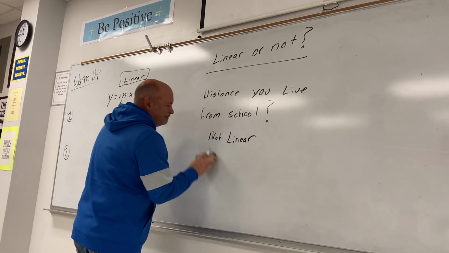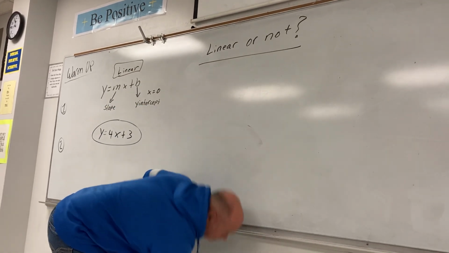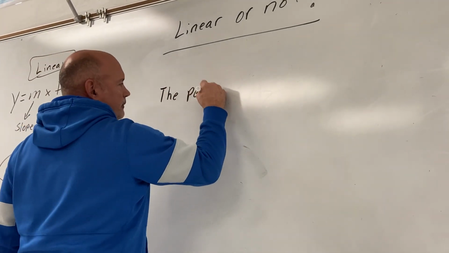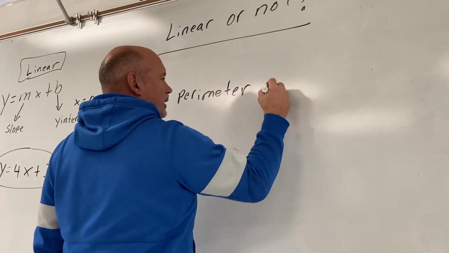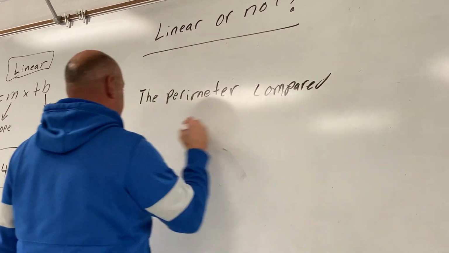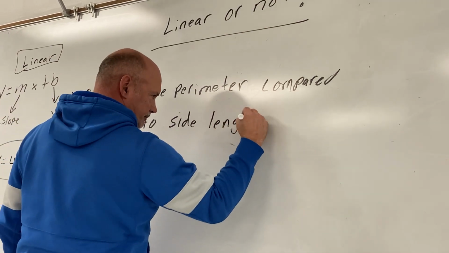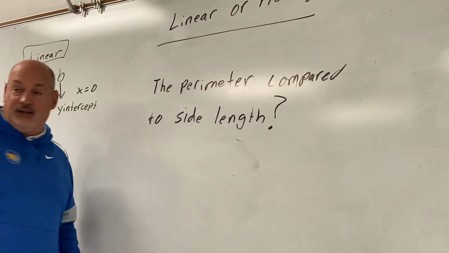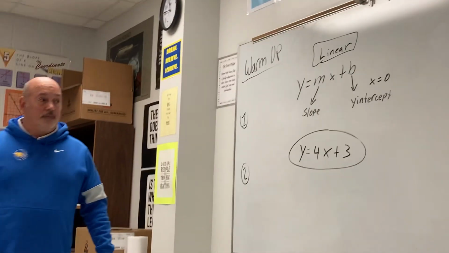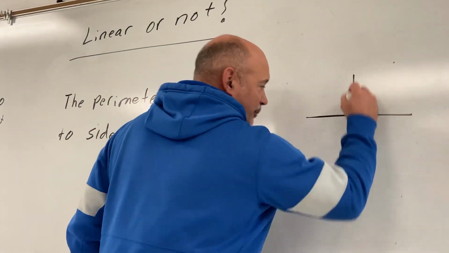All right, one more. What about the perimeter of a square compared to its side length? You all think that is linear? Yes, or not? Linear. Prove. Because every side on the square is the exact same number. Okay, that doesn't mean anything. That hasn't proven anything yet.